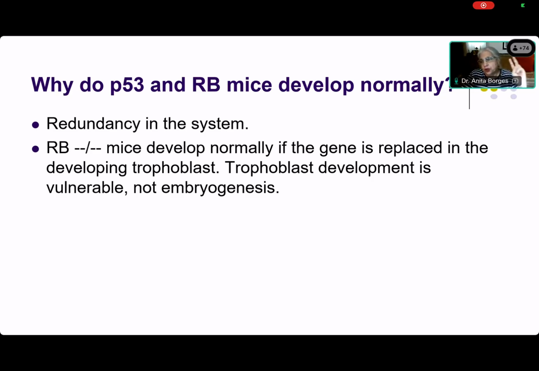This is true, what you said, but it's strange over here. If you knock out the RB gene in a mouse, you know what happens? It will not develop at all. And you see the second bullet point over here: the mice will only develop normally if this gene is replaced in the trophoblastic cells. And you know that the trophoblast, well, maybe I can ask Harshad. Harshad, what is the trophoblast?